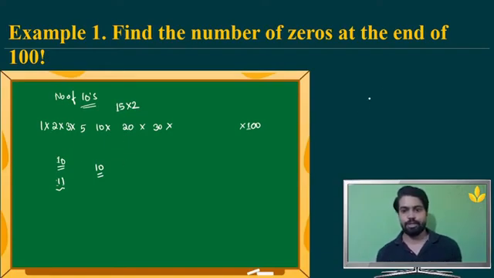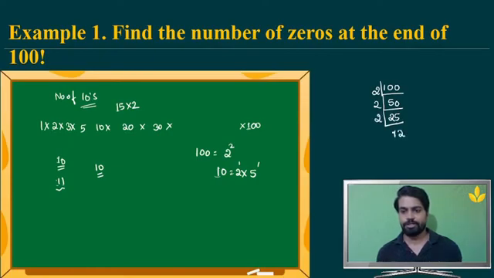So what is the actual method? 10 is equal to 2 into 5. So we need to find the number of 2s and the number of 5s in 100 factorial. How will you do that? I can divide by 2 like this, and I'll tell you what we are doing exactly. It is not division exactly; we have to find the number of 2s here.